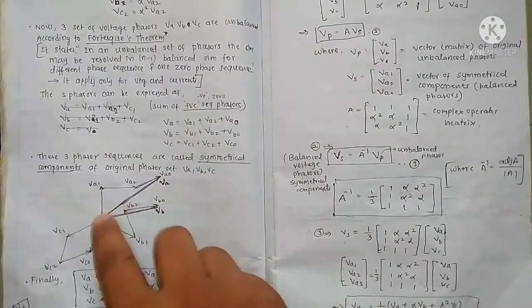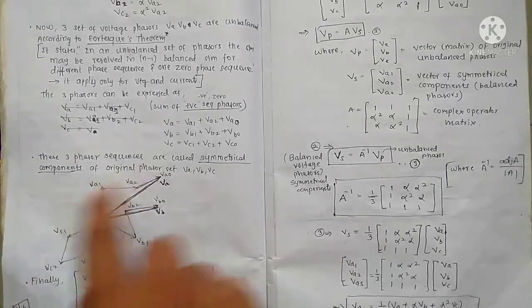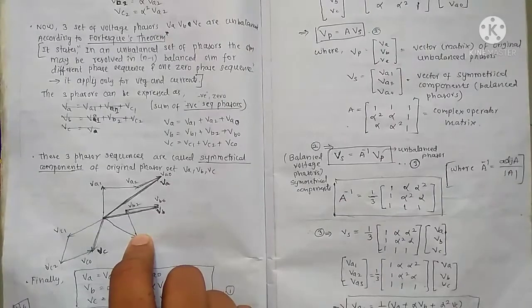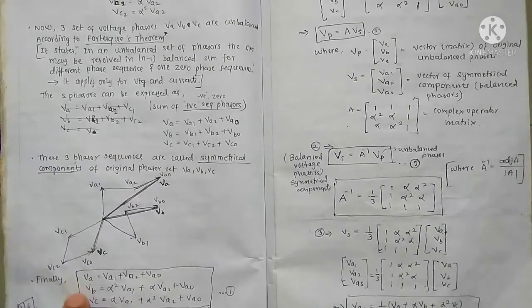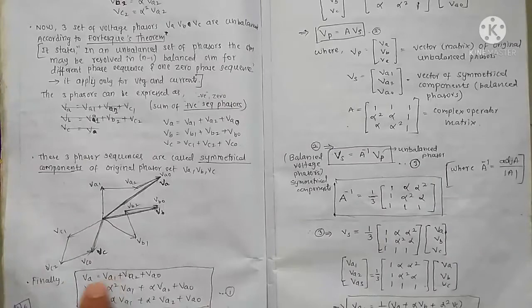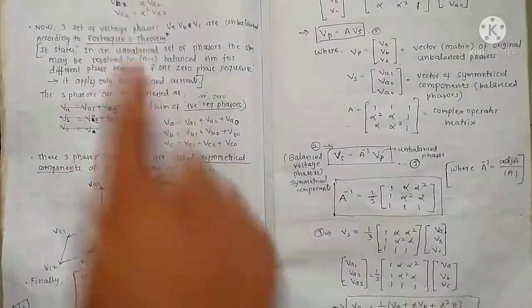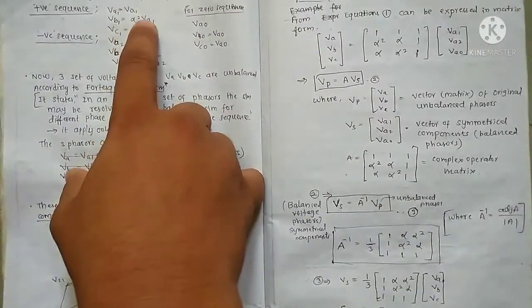Now joining all these points, we will get VA, VB, VC. These are the symmetrical components, a set of symmetrical components, and VA, VB, VC are the unsymmetrical components. By this we can find unsymmetrical faults. This is the unsymmetrical voltage VA, VB, VC, and VA1, VA2, VA0, and this is equal to VB1. We already wrote that VB1 is equal to alpha times VA1.